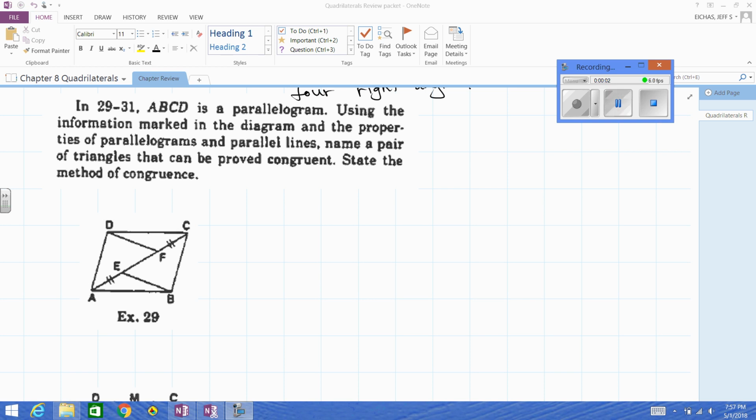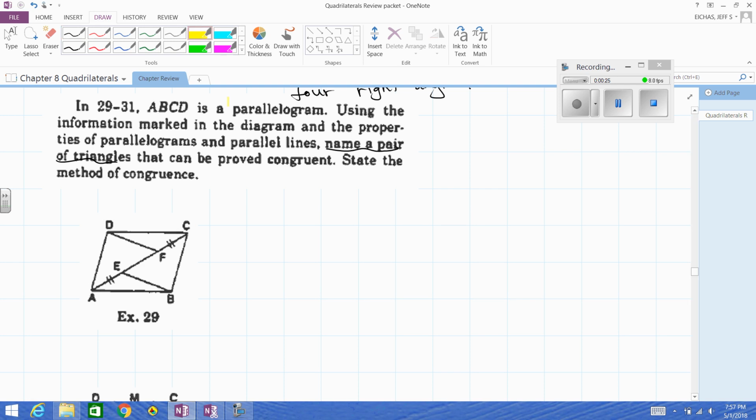So, review video, number 29. What we're looking at is we need a pair of triangles that can be proved congruent, given that what we have is a parallelogram. So there's several options here. What we could go with is this one. Let me highlight these. We could go with these triangles right here.